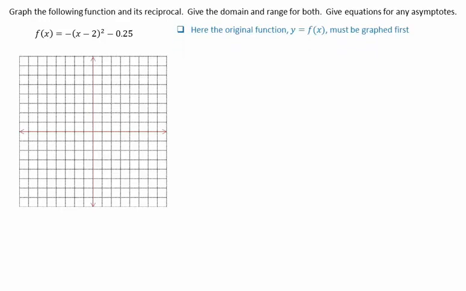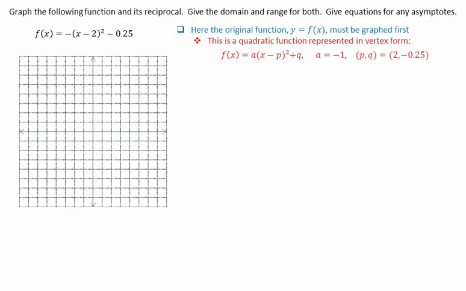Here, the original function y equals f of x must be graphed first. In this case, it corresponds to a quadratic function that is represented in vertex form. F of x equals a times (x minus p) all squared plus q. In this case, a, the vertical stretch factor, is equal to -1, and (p, q), which corresponds to the vertex of the parabola, equals (2, -0.25).